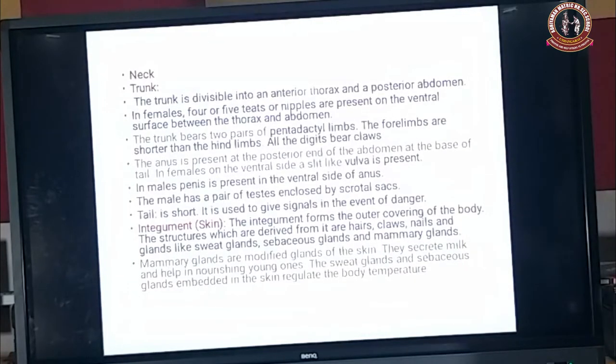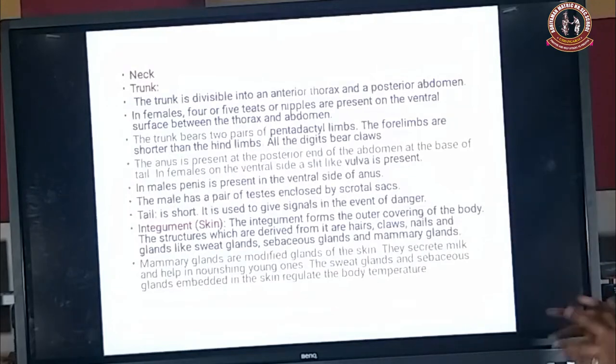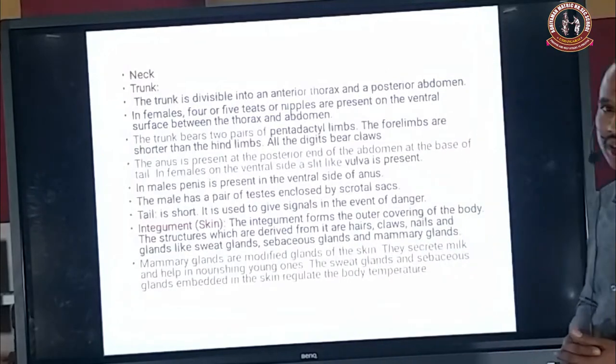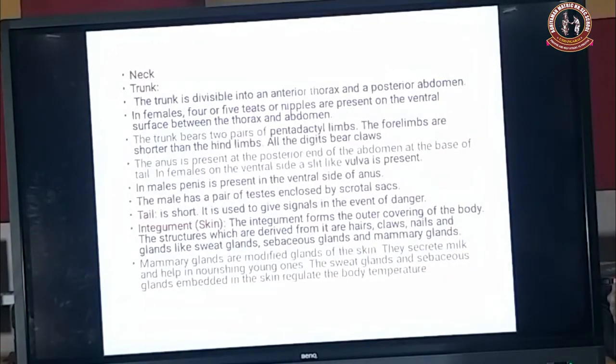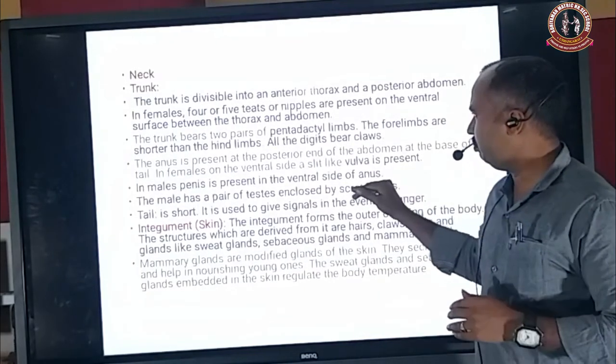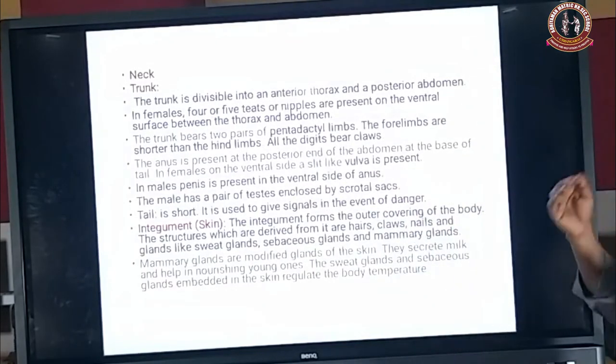The vulva is a reproductive part of the female reproductive system of the rabbit. The male penis is present on the ventral surface of the anus. In the female reproductive system, the vulva is present below the anus, and in the male reproductive system, the penis is present below the anus.